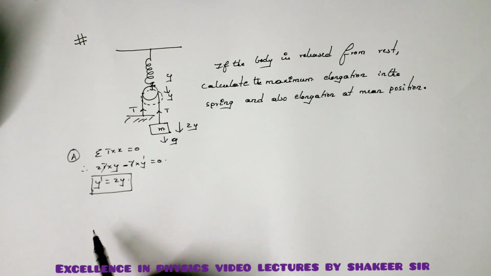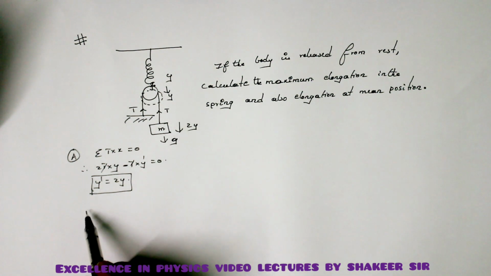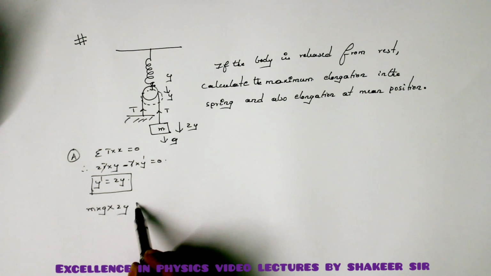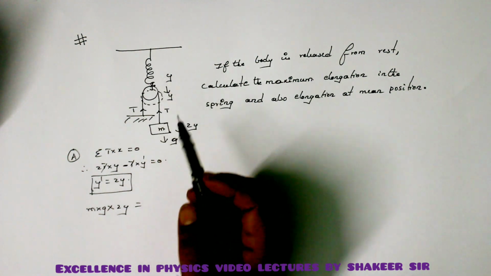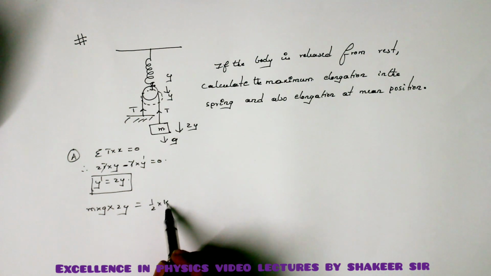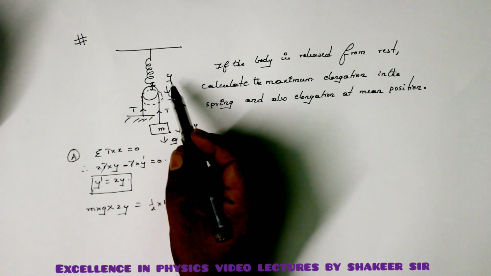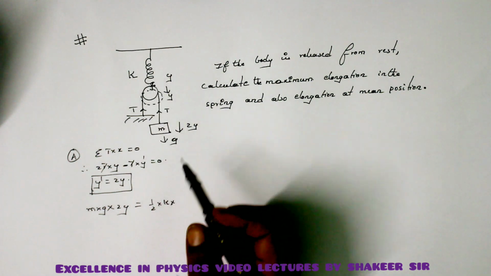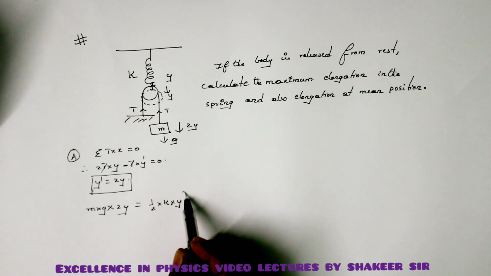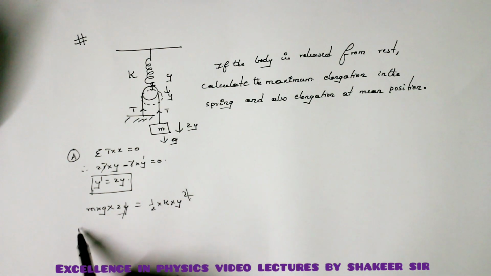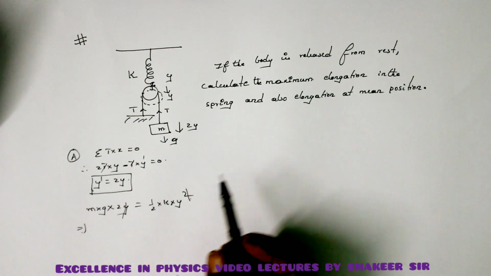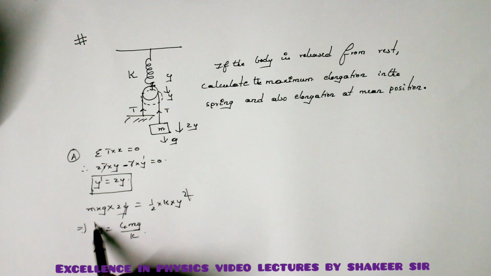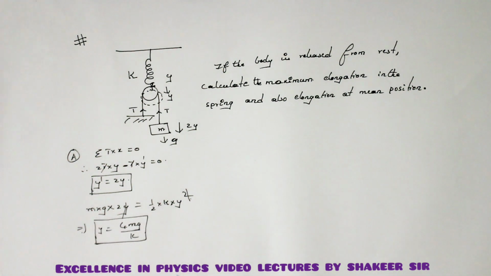So therefore how can I solve? The energy lost by this body will be equal to m into g into the distance it has fallen down, which is 2y. So this should be equal to the energy stored in the spring, which is equal to half into k into y square, since the spring constant is k and the elongation produced is y. So this y and square gets cancelled. So therefore I can write y is equal to 2 into 2, 4 mg divided by k. So in this method I can solve this problem.